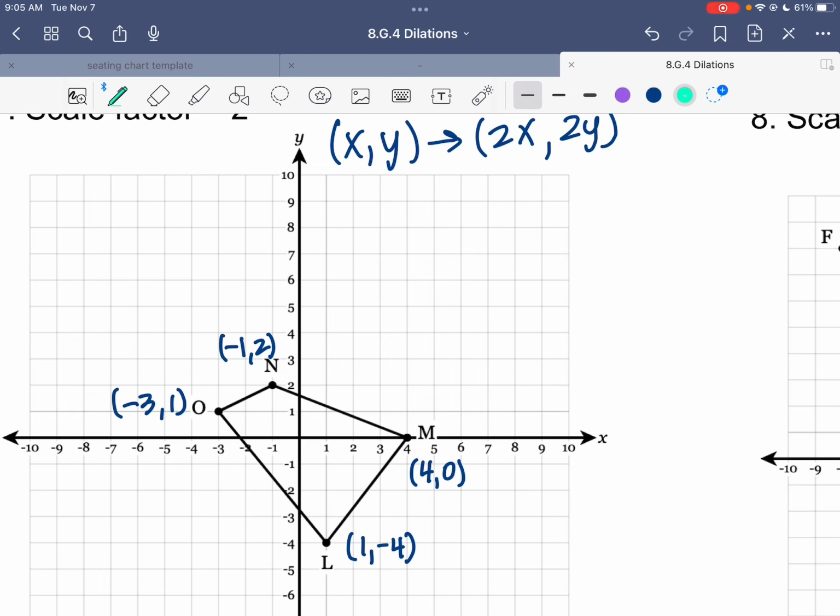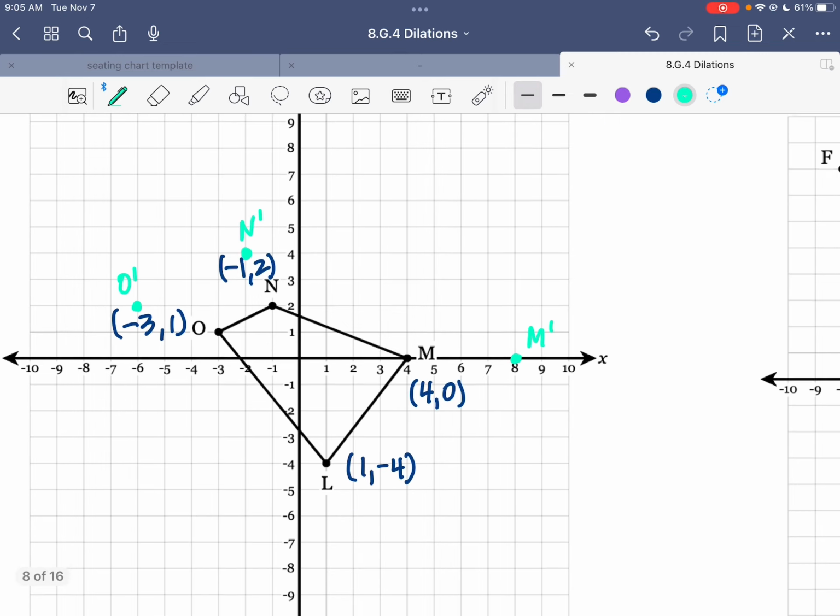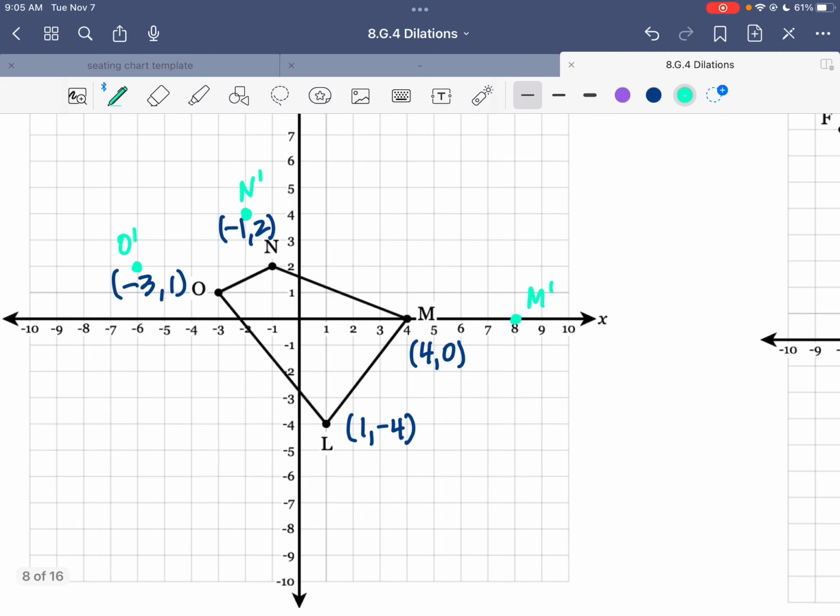So N prime will be located at -2, 4. O prime will be located at -6, 2. M prime will be located at 8, 0. And L prime will be located at 2, -8.